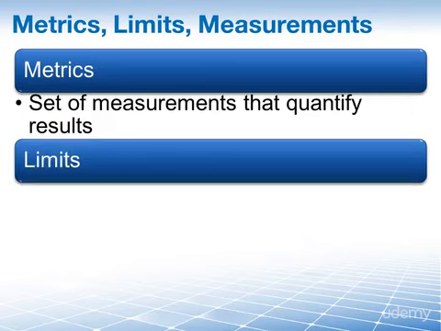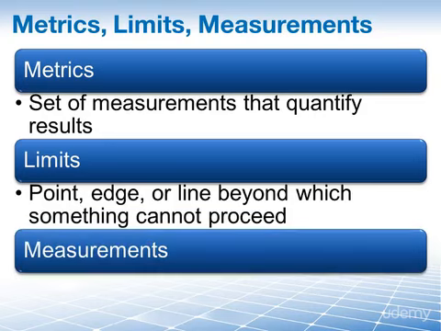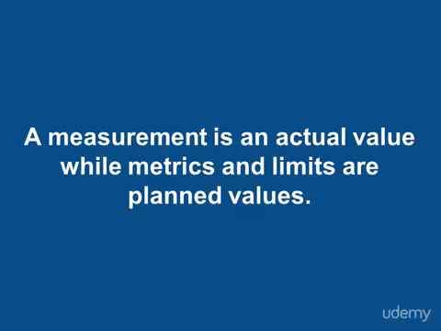A limit, on the other hand, is the point, edge, or line beyond which something cannot or may not proceed. For instance, in our screw example, the screws may not weigh more than 3.9 grams. A measurement, then, is the dimension, quantity, or capacity determined by measuring. Or, in other words, a measurement is an actual value, while metrics and limits are planned values.